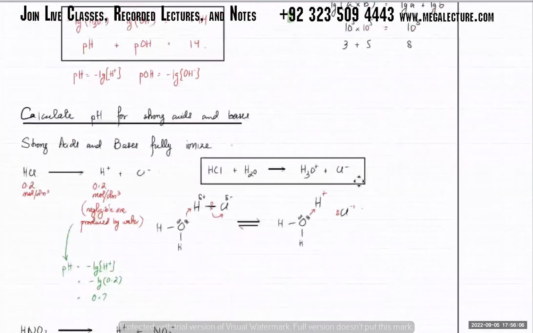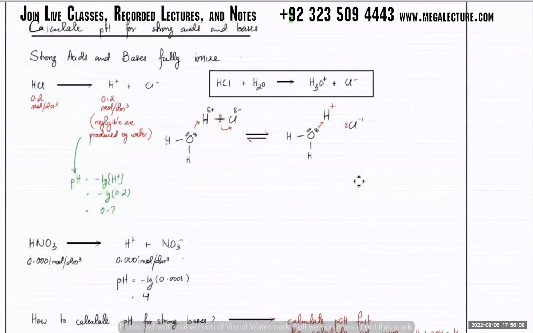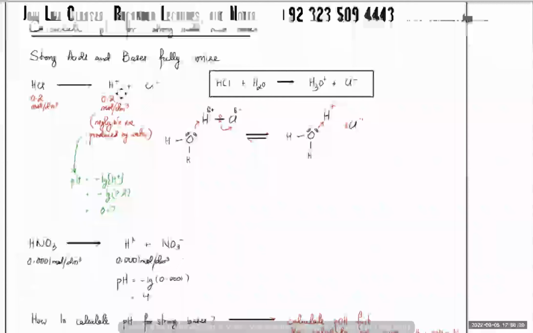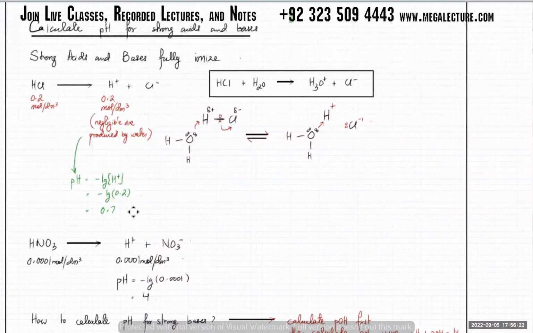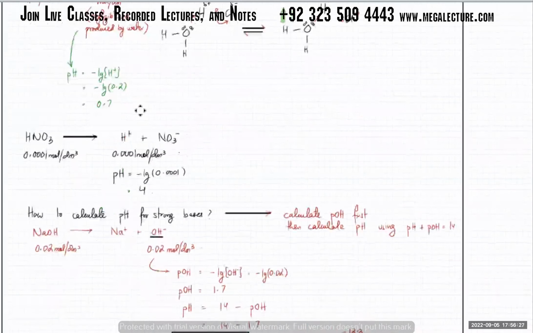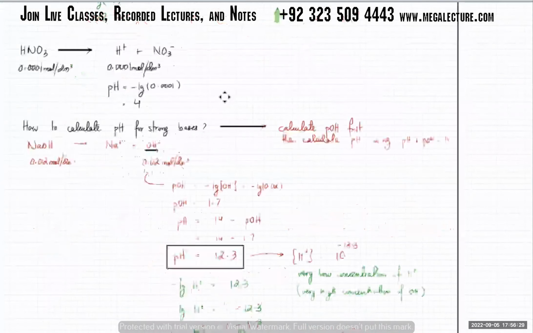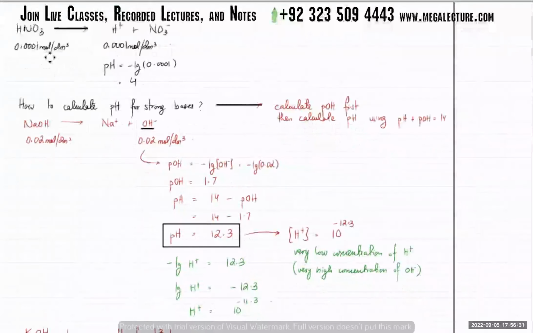And then we learned how to calculate the pH for strong acids. It was pretty easy. For a strong acid, you already know the concentration of H plus ions because it fully ionizes. So if HCl is 0.2 mole per dm cube, then H plus will also be 0.2 mole per dm cube, and you can just take the negative log of it and you'll get the pH. That's about it. Similarly, if nitric acid is 0.0001 mole per dm cube, then H plus will also be the same, and you can just calculate the pH. Take the negative log of it.